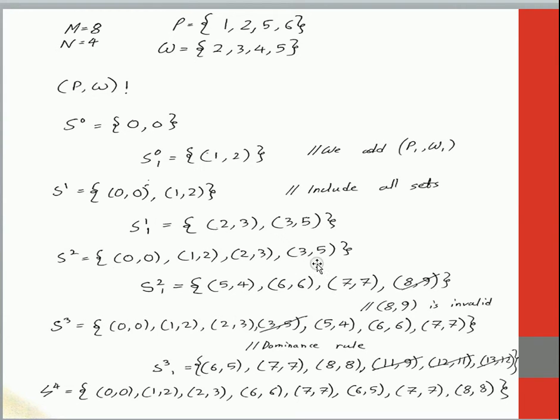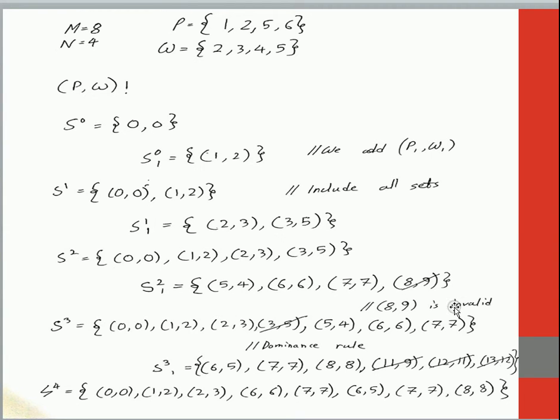So we have to add 5, 4 to this combination. So first we get 5, 4. Second we get 6 and 6. 6 and 6, yeah. Then we get 7 and 7. Yeah, cool. And then we get 8 and 9. Okay.